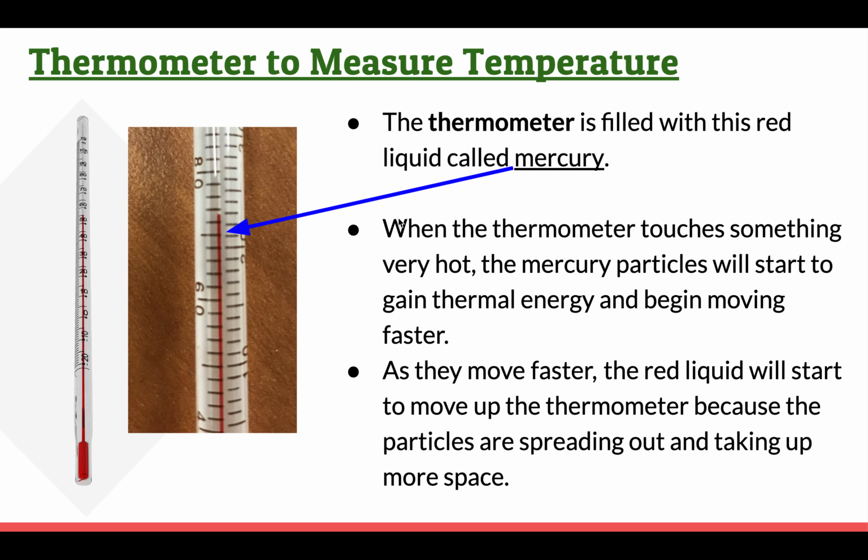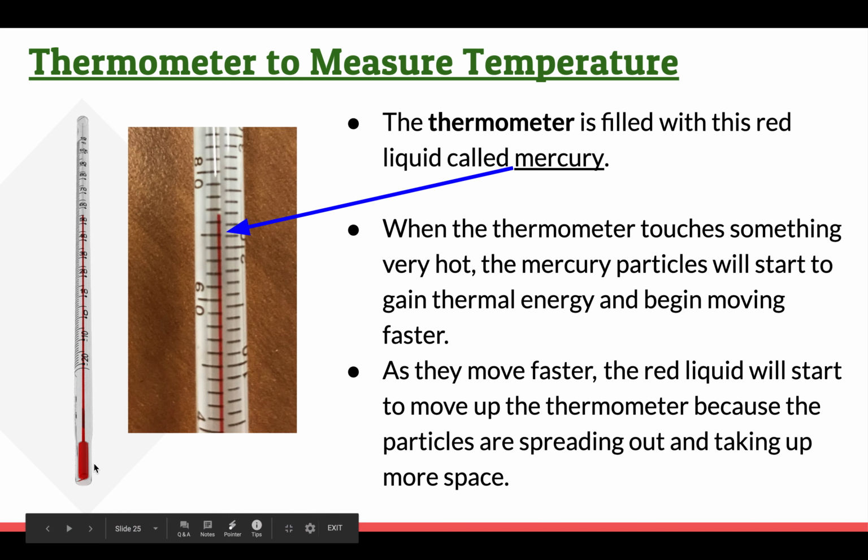All right, so the thermometer is filled with this red liquid called mercury. So mercury is in this liquid form, and it's inside of our thermometer. So the mercury is all over here in this liquid form, and it travels up or down the thermometer. So when this part of the thermometer touches something very hot, the mercury particles are going to gain thermal energy. The mercury particles in the red liquid are going to start to move faster.